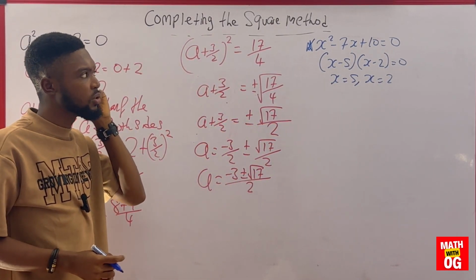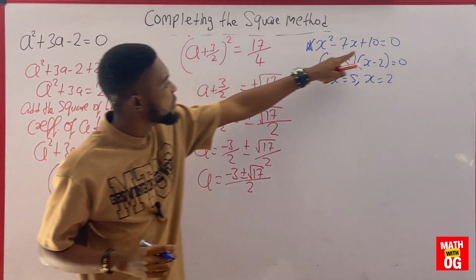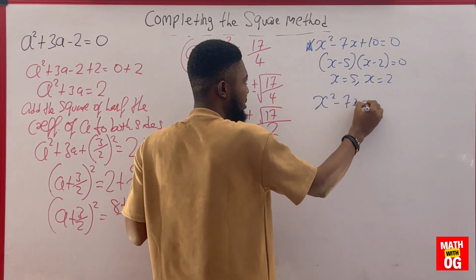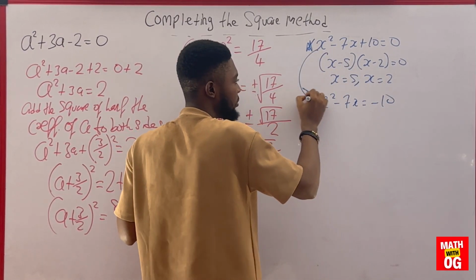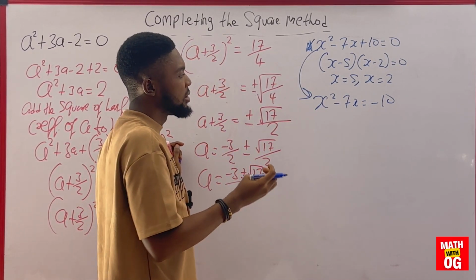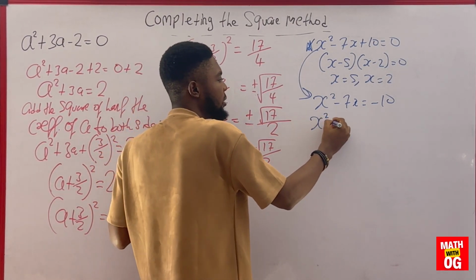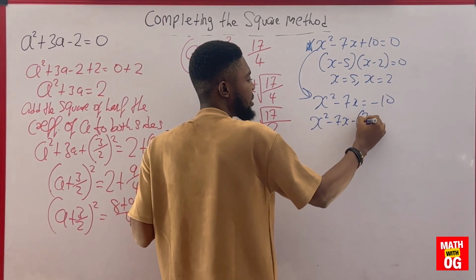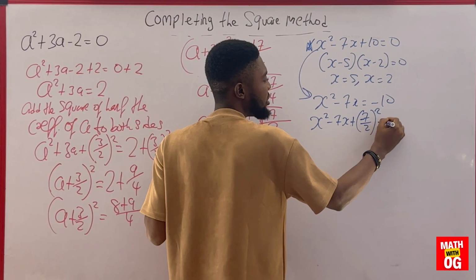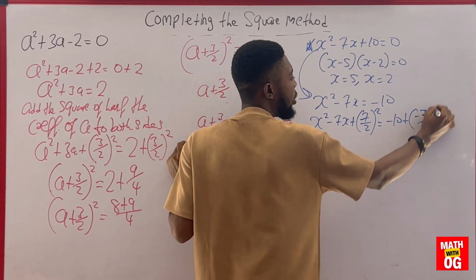Now let's try solving this using the completing the square method, and let's see if we'll get exactly the same answer. So move this guy to the other side. This will give us x squared minus 7x is equal to negative 10. Complete the square for the left hand side by adding the square of half the coefficient of x. So this will give us x squared minus 7x plus (negative 7 over 2) all squared is equal to minus 10 plus (negative 7 over 2) all squared.